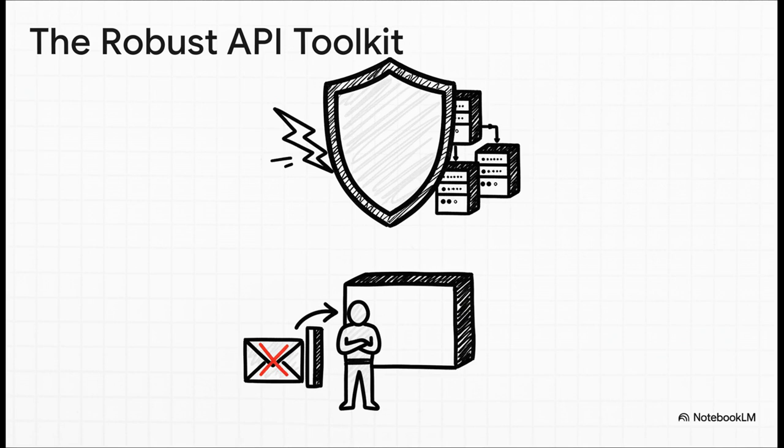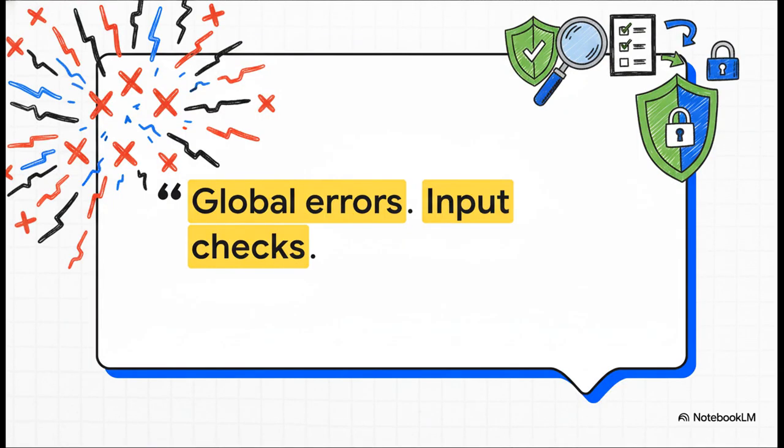Then, to stop bad data before it even causes a problem, you use the @Valid annotation on your incoming data. You can add rules like @NotNull or @Size to your Java objects, and Spring will automatically check them. If the data is bad, it gets rejected right at the entrance. So for the interview, remember these two: global errors and input checks.